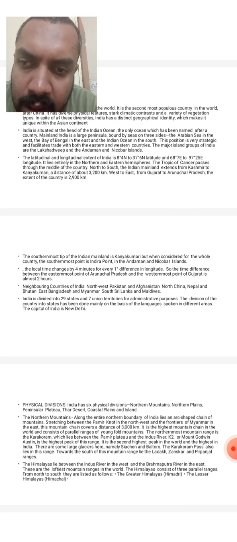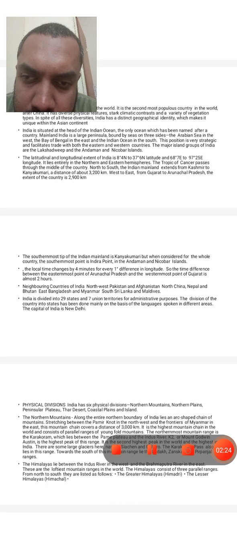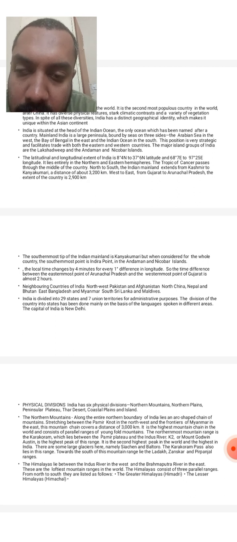The local time changes by 4 minutes for every 1 degree difference in longitude, and the time difference between the easternmost and the westernmost point of the country, I mean between Arunachal and Gujarat, is 2 hours.